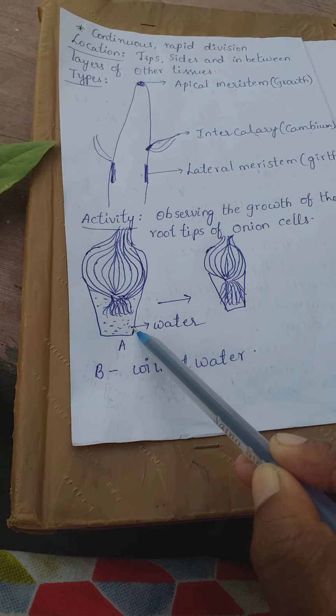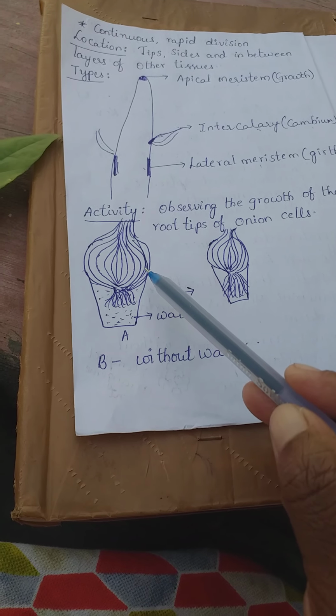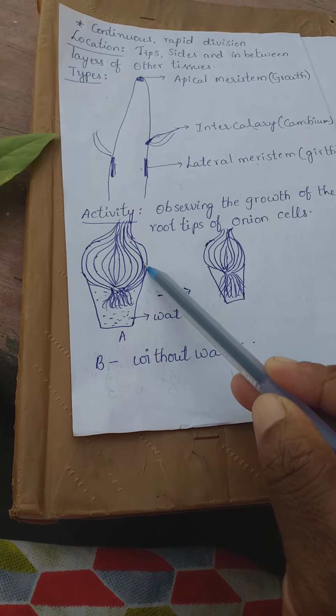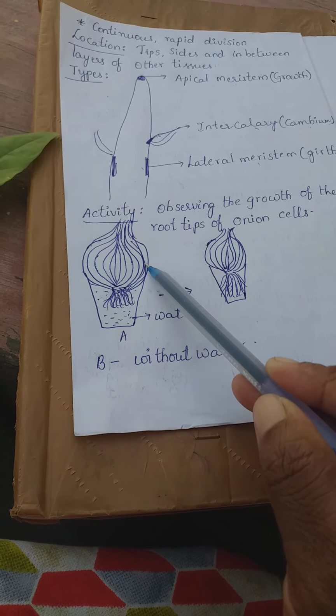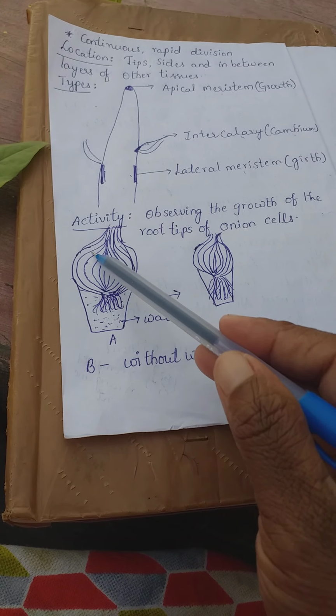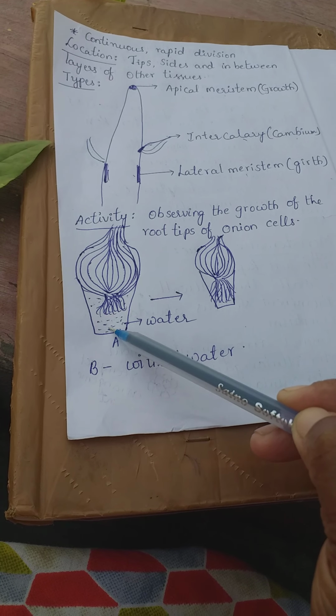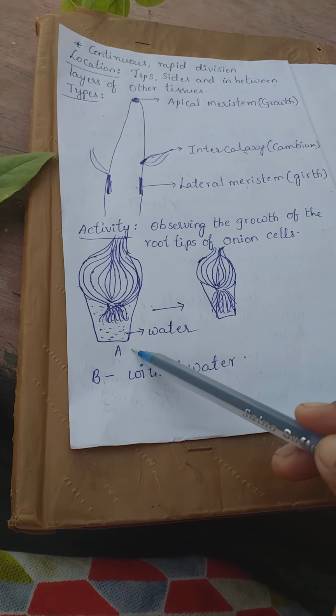And to observe the tip of the growth, we have one experiment. Take one glass and an onion which is big in size. The size should be bigger than the mouth of the glass. Fill half of the glass with water and keep the onion so that the onion root tips are touching the water. You leave it for 2 to 3 weeks.